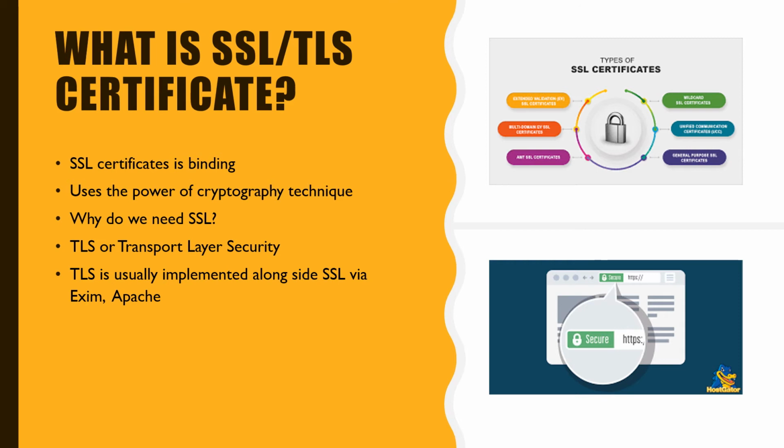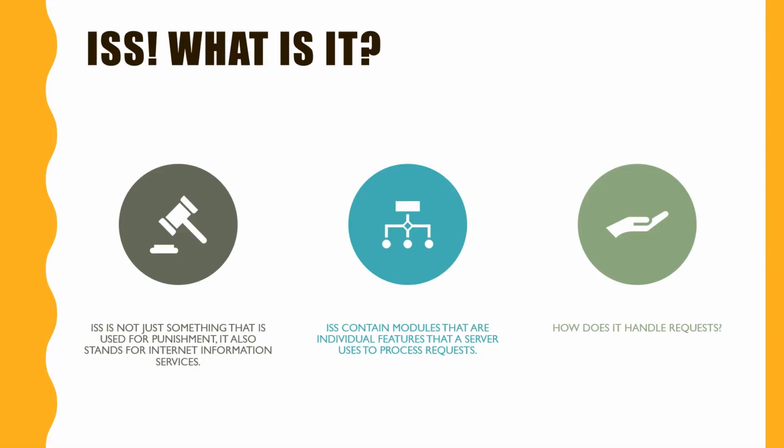that's very important. So TLS is going to be your Transport Layer Security, and it's something that's usually implemented alongside the SSLs. And ironically enough, it's usually implemented or shown through Nginx and Apache. Those are the two examples that actually came up when I was doing my research, so I thought that was pretty interesting. So what is IIS?